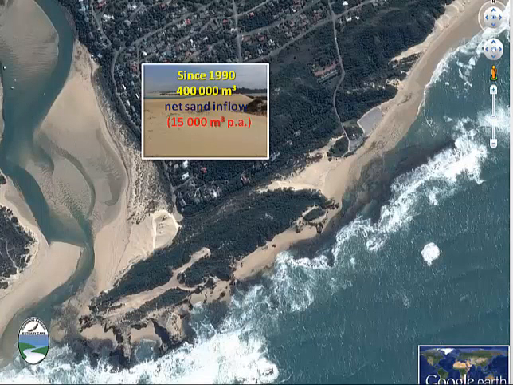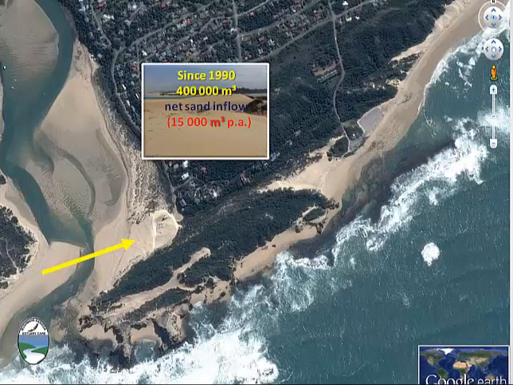Since 1990, 400,000 cubic meters of sand has been deposited just in this lower area of our estuary, which works out to about 15,000 cubic meters per annum. And I might say that that would be a small percentage of the total amount of sand that is coming into our river.